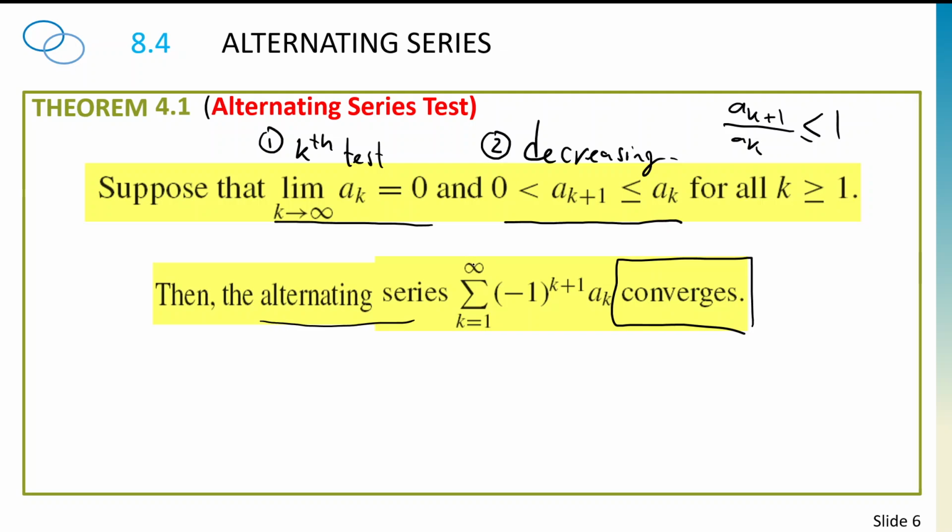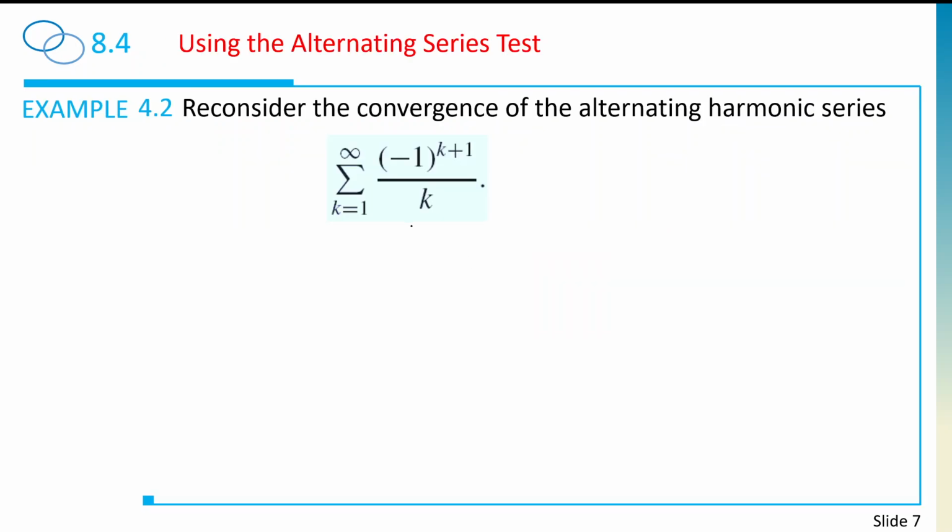Now we need to do that for the alternating harmonic series and see, does it converge or not? This is the alternating harmonic series. I need to decide what a_k is in this case.